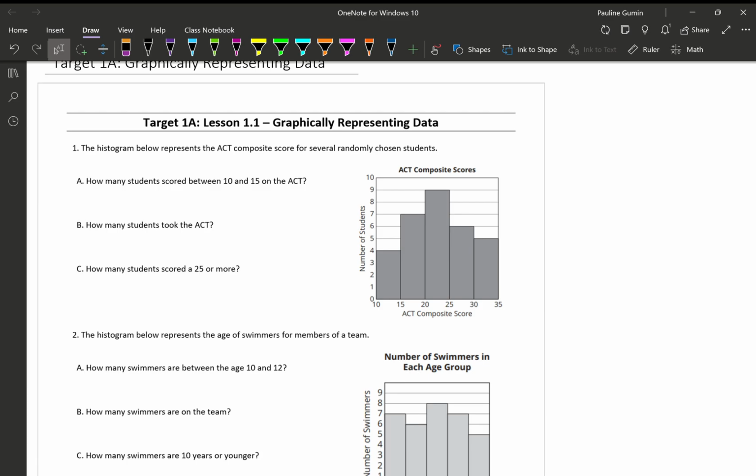Letter A. How many students scored between 10 and 15 on the ACT? Well, 10 to 15 is this first bar, and it seems to go as high as 4. So 4 students scored between 10 and 15 on the ACT.